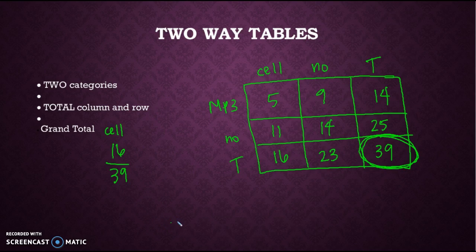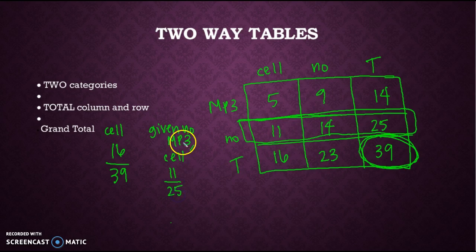Then you have questions like, given that they don't have an MP3 player, right? So given that they don't have an MP3, what's the chances that they have a cell phone? Right? Well, given no MP3 means I've narrowed it down to this row, the no MP3 players. And then out of that row, we've got 11 with a cell phone. So it becomes 11 over the 25 without MP3 players.